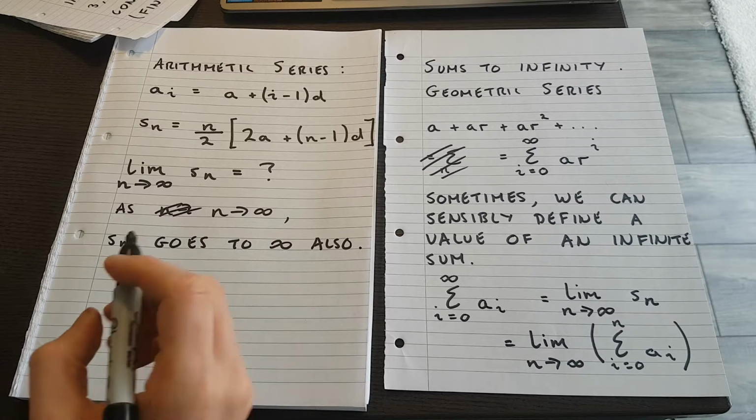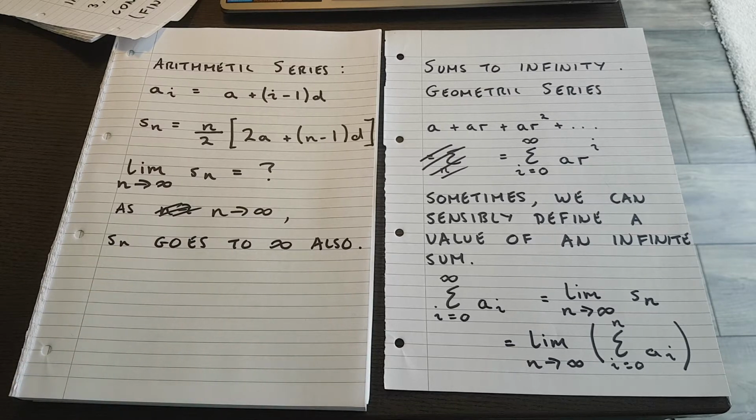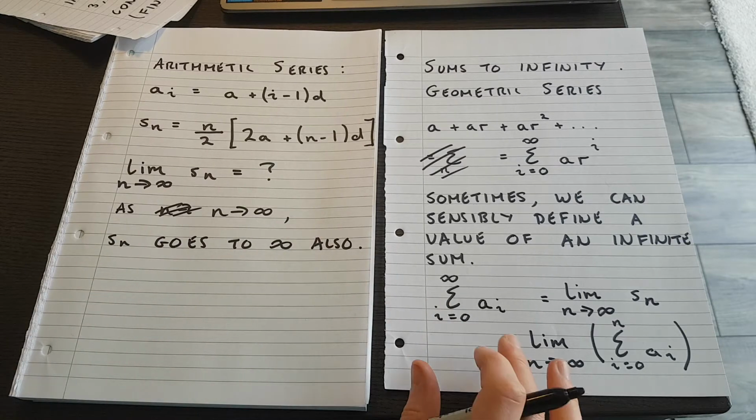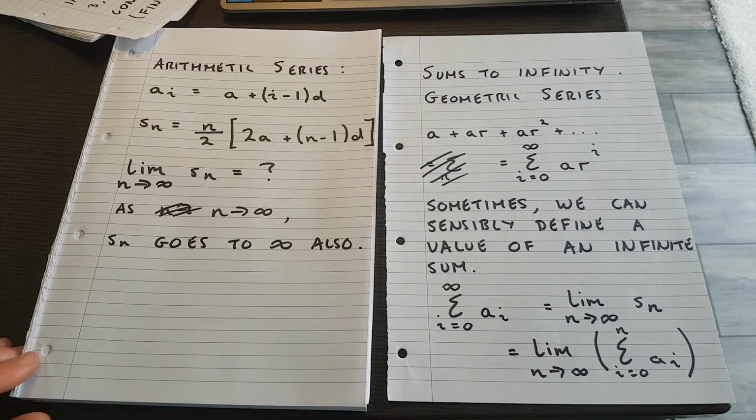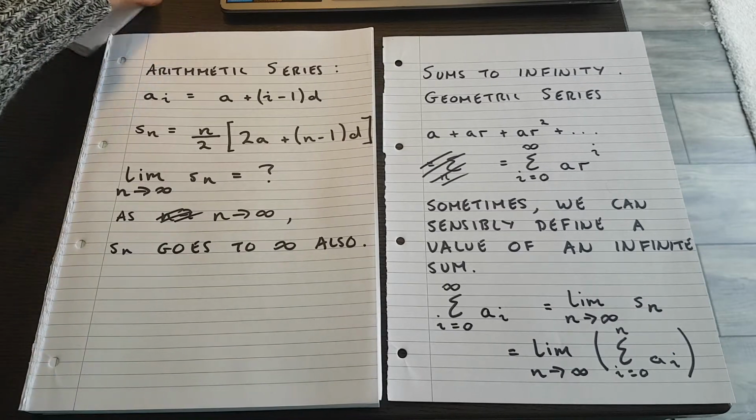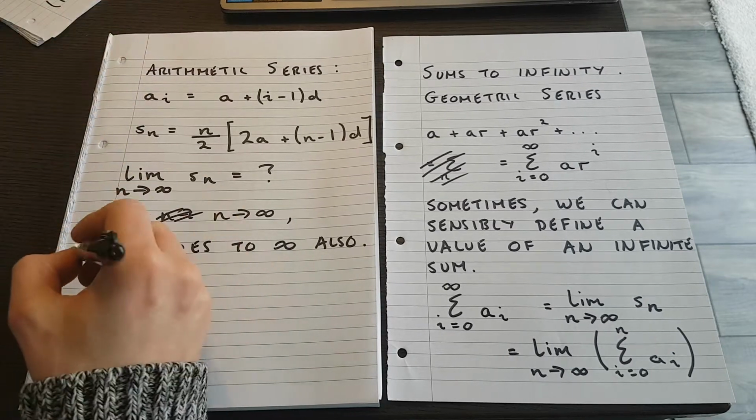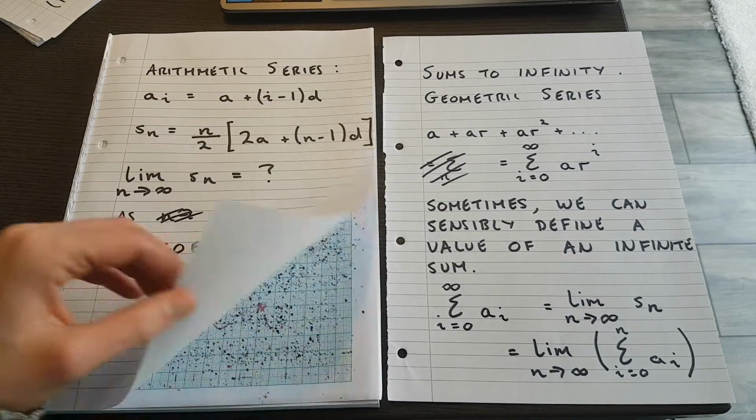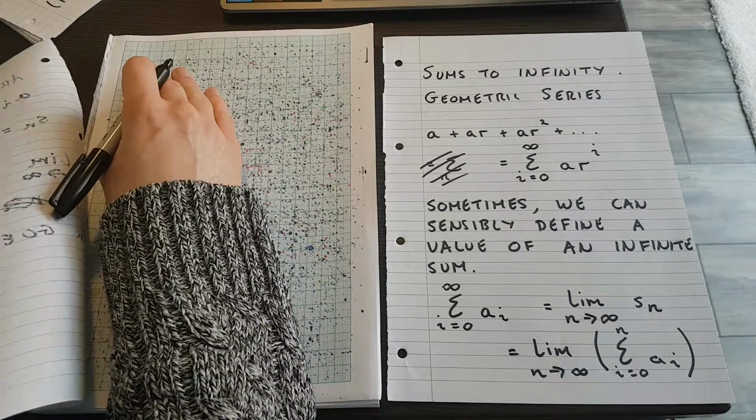That's okay. This is fine. An arithmetic series is just something we deal with differently. We don't deal with the infinite sums. What about the geometric series? Well, the geometric series is a little bit different.